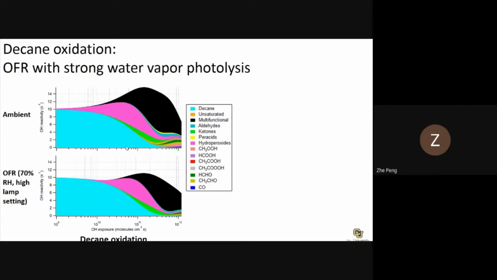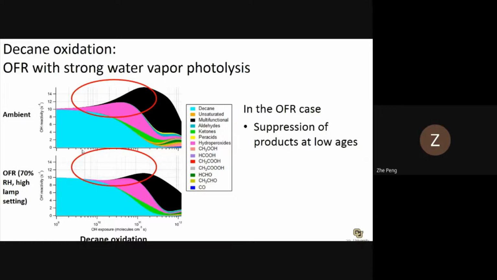Now we look at the OFR. It can also have deviations from the atmosphere. We look at this OFR case with strong water vapor photolysis at high relative humidity and lamp setting. We can see the one big difference is the suppression of products at low ages. And the other is less efficient fragmentation at high ages compared to the ambient case.